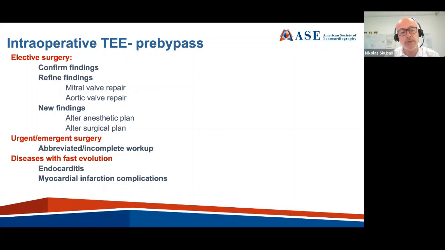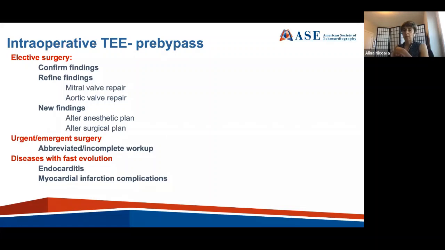And some diseases that we may see more often, and that evolve very fast between the time of diagnosis and the time of operation, such as infective endocarditis, or patients who had big MIs, obviously complications, shunts, VSDs, or disappearance of masses or appearance of new masses in other valves. It's very important to document or look for these in the pre-bypass period with TEE.